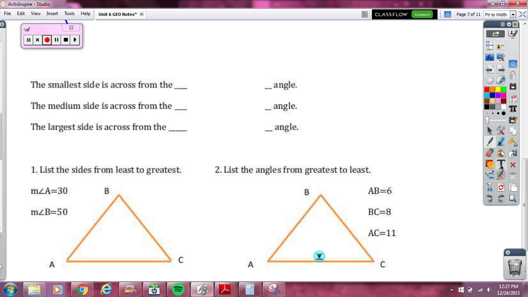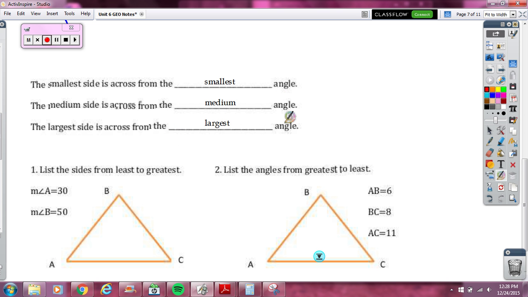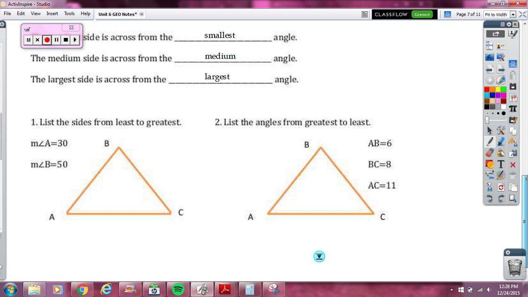Alrighty, moving on. Just kind of some pretty obvious, I guess, facts about triangles. The smallest side is across from the smallest angle, medium side is across from the medium angle, and the largest side is across from the large angle. And we can solve some problems using those facts as well. So question 1 says, list the sides from least to greatest. Keyword, keyword. They're asking me to list the sides, but they're giving me angles.